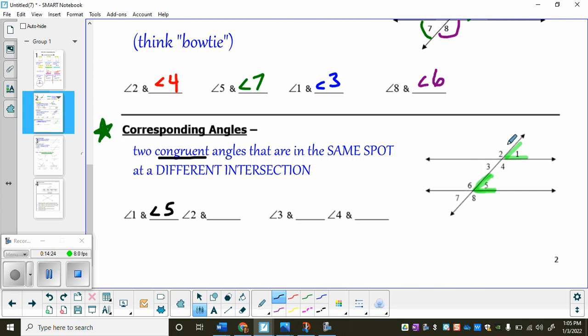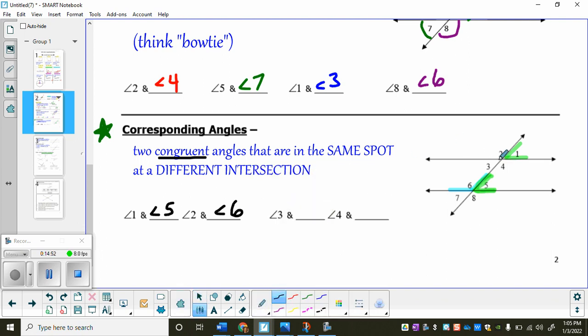So now let's look at angle 2. Angle 2 right here is down here. It's angle 6 now. And again, I just really like proving that they're going to have the same measure. If I trace that angle right there with the blue highlighter, again, I can prove that it's congruent. You see, it's literally the same angle, and it's just in the same spot now down here at this intersection. So again, we've got corresponding.